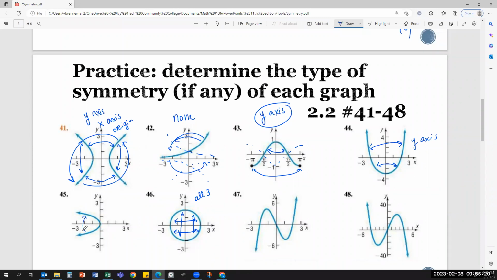45 is a reflection over the x-axis. So it has its matching parts above and below. That's x-axis symmetry, an example of what those will look like, where you have the matching pieces above and below the x-axis. 47 has that rotation of 180 degrees.